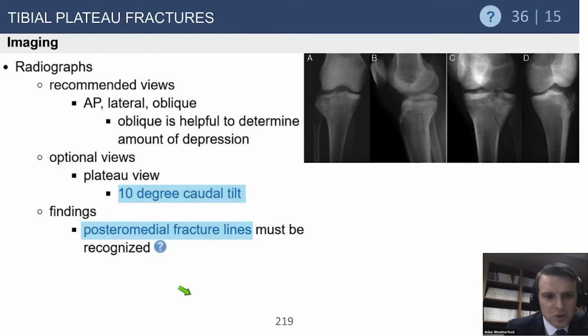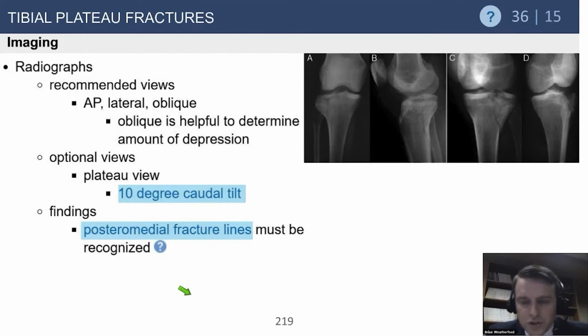Okay, typical views are three views of the knee: AP, lateral, and oblique. If you're in my emergency room, you actually get three oblique views. The oblique, however, is the most helpful to determine the amount of joint depression. The plateau view, you can tilt 10 degrees caudal, and that actually will match the standard slope of the plateau, so that can help you to evaluate articular alignment.